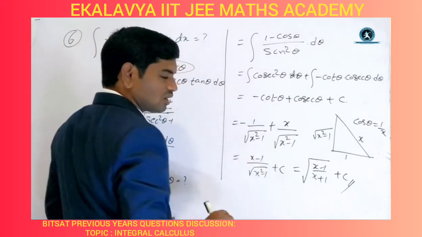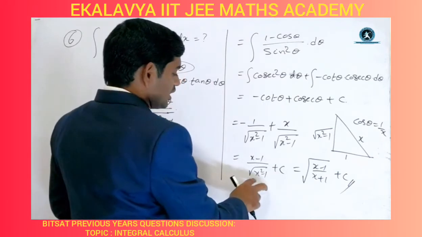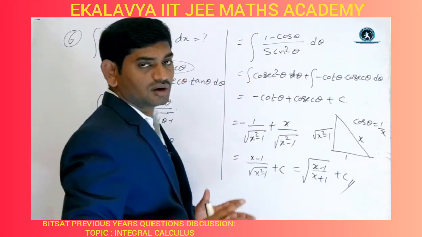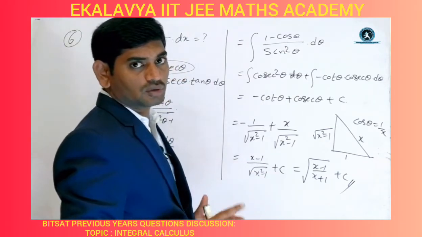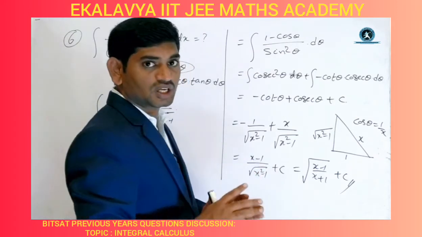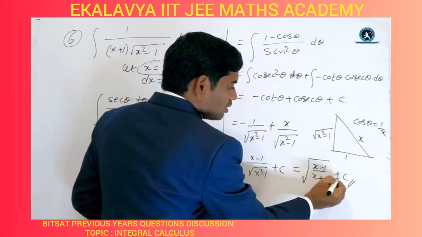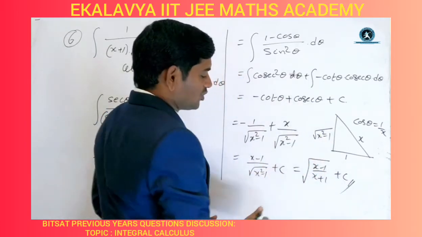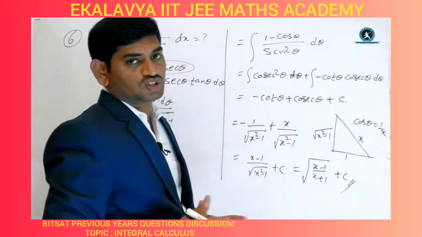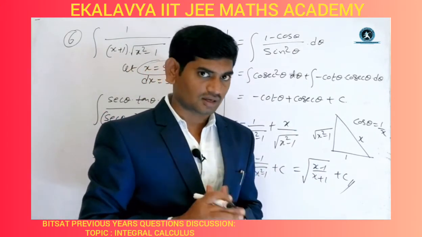So how can we write this root of x minus 1 by x plus 1 now? This x minus 1 we can write as root x minus 1 into root x minus 1, and in the denominator root of x square minus 1 we can write as root x plus 1 into root x minus 1. Then the root x minus 1 in the numerator gets cancelled, and finally we get square root of x minus 1 upon root x plus 1 plus c. So the correct answer is root of (x minus 1 by x plus 1) plus c.